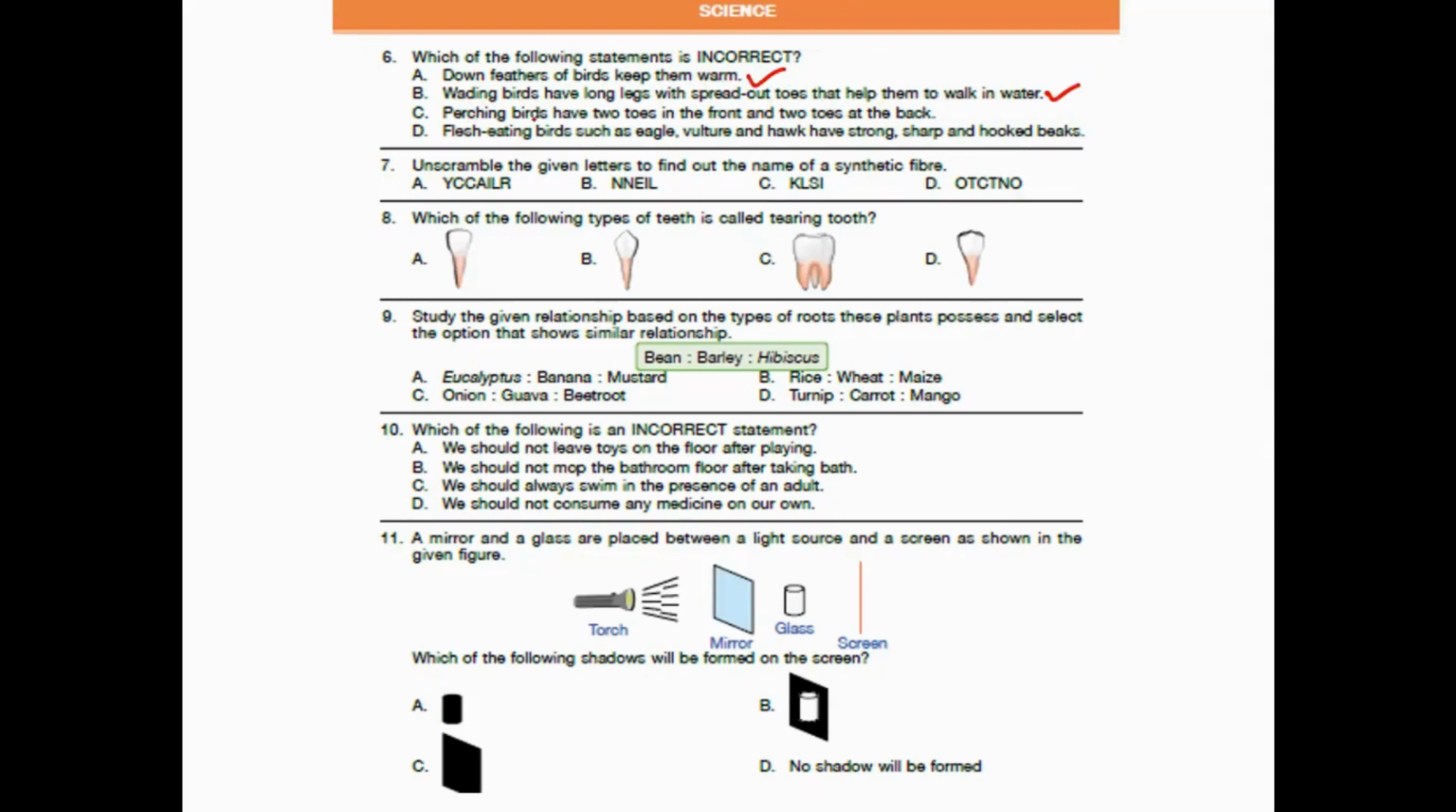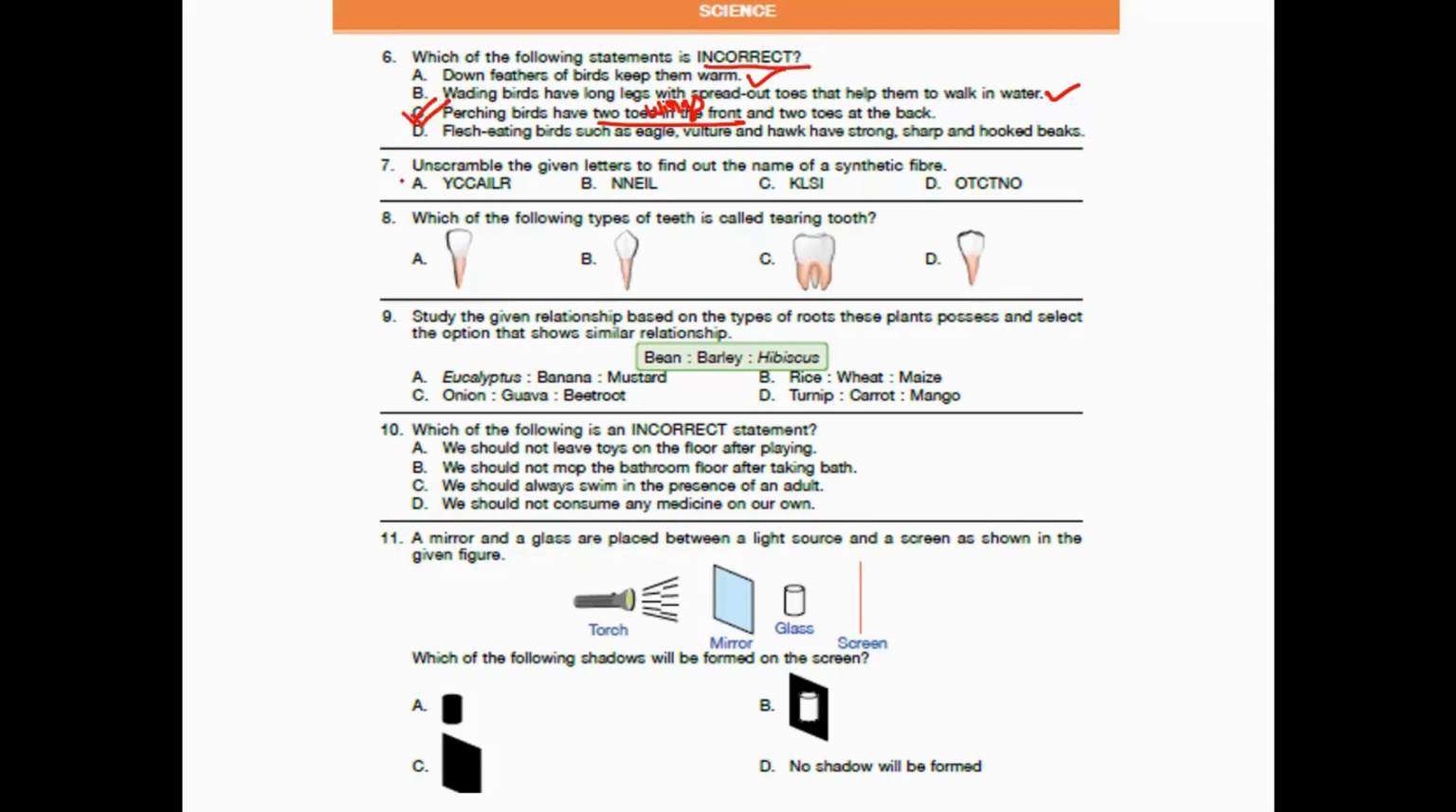Next says perching birds have 2 toes in the front and 2 toes at the back. How come birds are having toes? This is wrong. Birds do not have toes, right? Their front toes are modified into wings, right? So this is the incorrect option. For us, this is the correct option because they have asked for the incorrect statement, right?